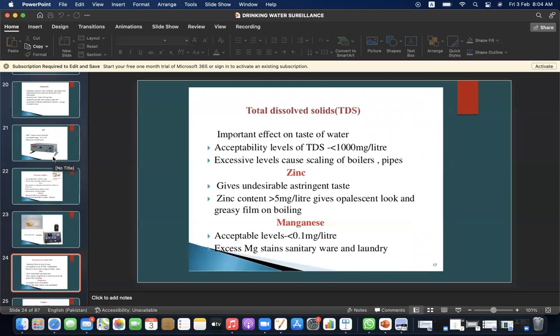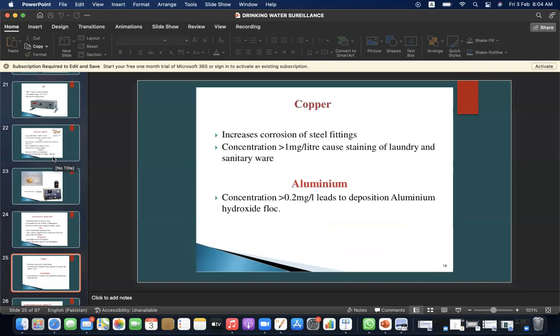Manganese: acceptable level is less than 0.1 milligram per liter. Excess manganese stains sanitary ware and laundry. Copper increases corrosion of steel fittings. Concentration of more than 1 milligram per liter causes staining of laundry and sanitary ware. Aluminium concentration of more than 0.2 milligram per liter leads to deposition of aluminium hydroxide floc.